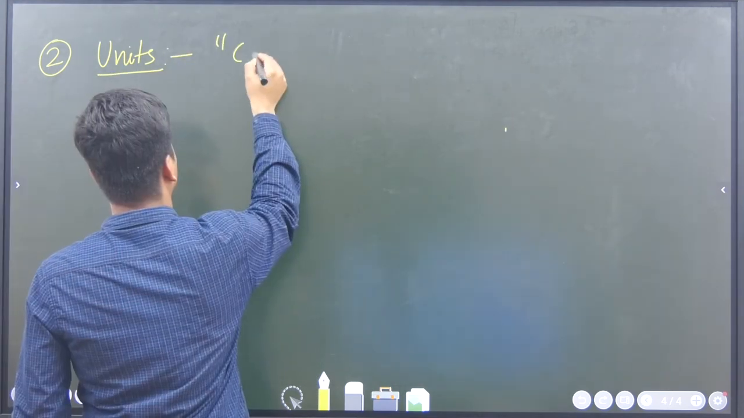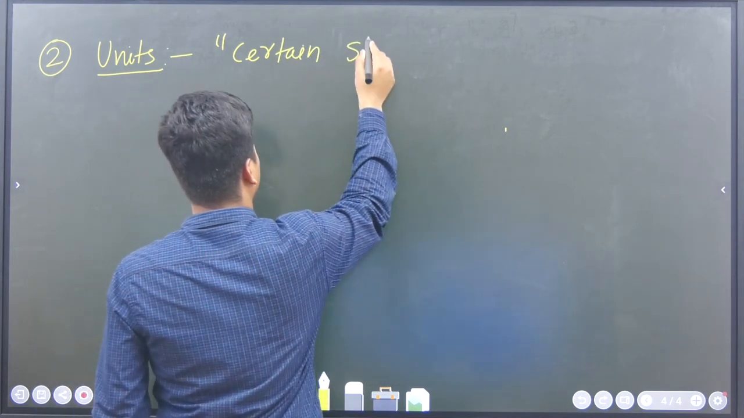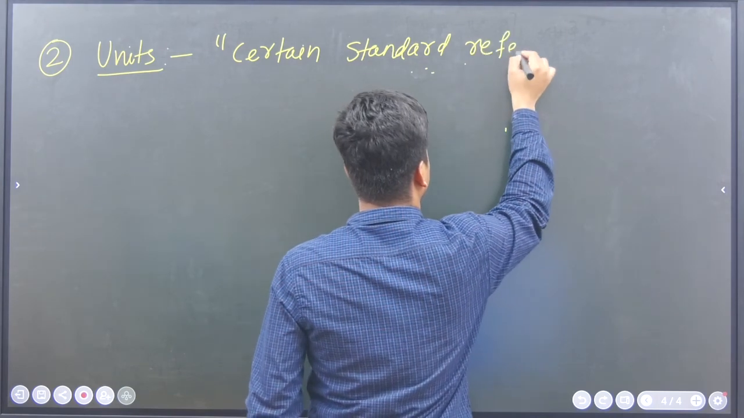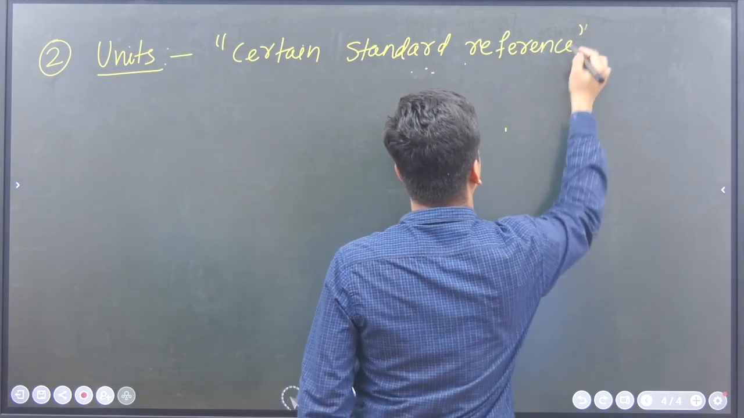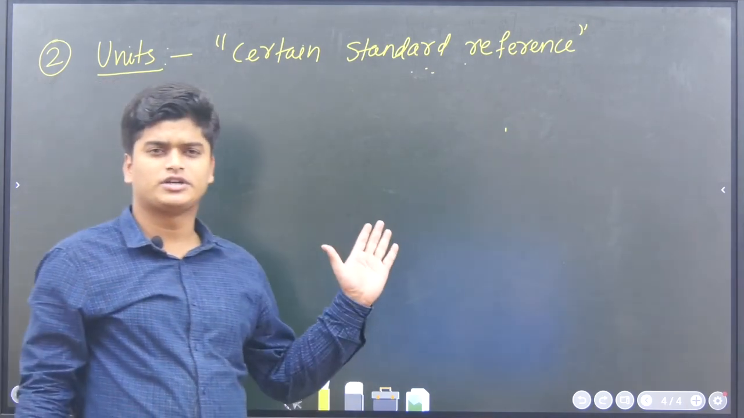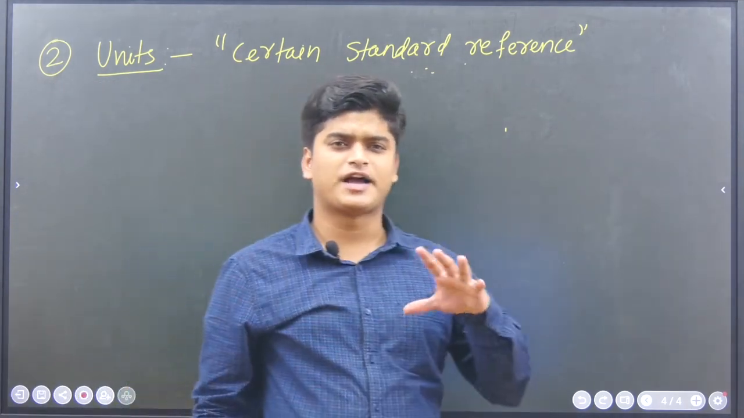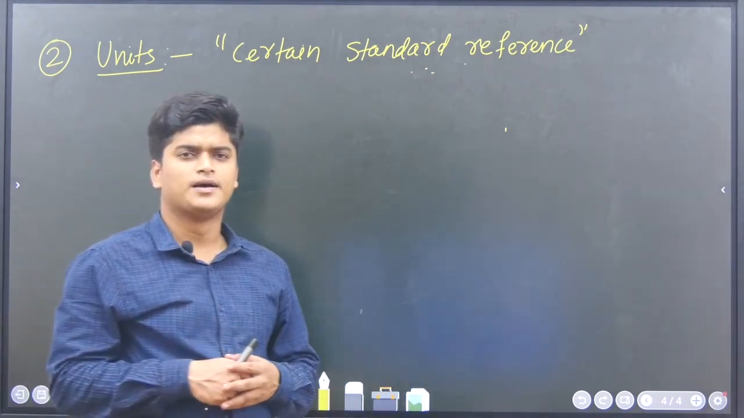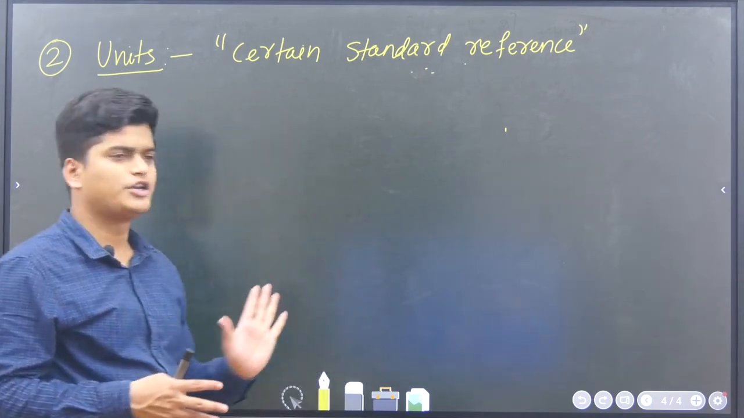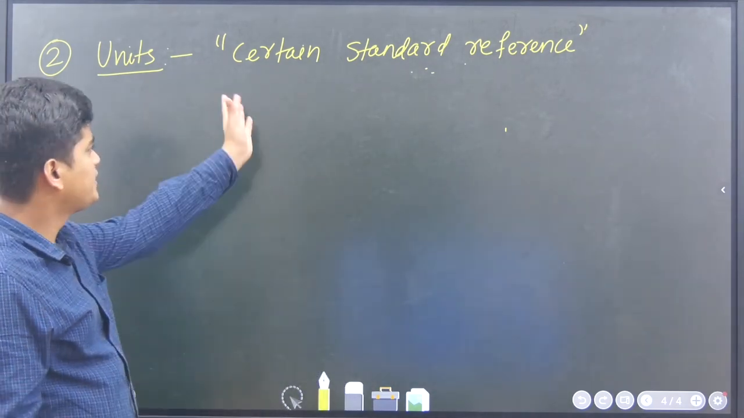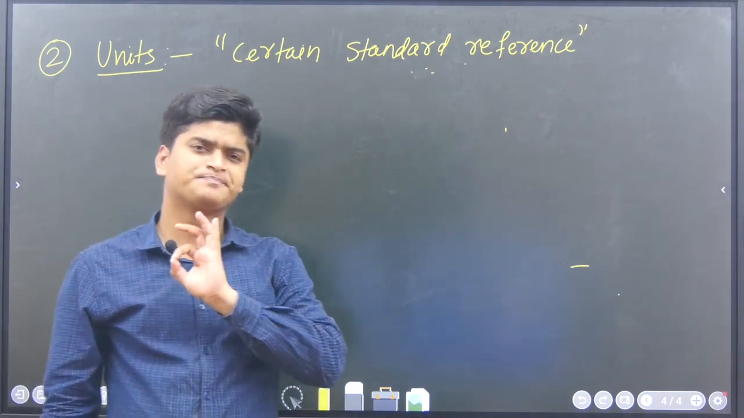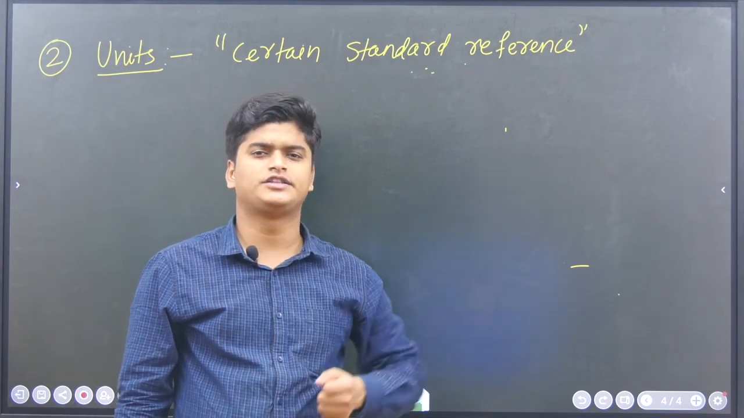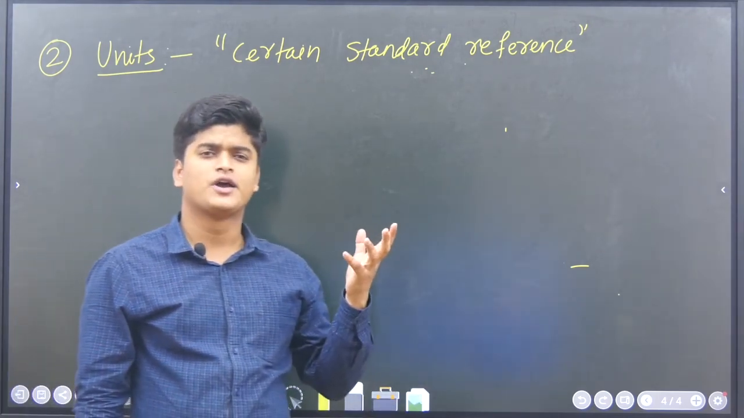So, what is a unit basically? A certain standard reference. Just now we explained actually. A unit is basically, suppose you are telling 5 kg or 5000 gram. It is basically the same thing, but when you change the unit, the numerical values change. And this certain standard reference is internationally accepted, so anywhere you tell it, people can understand the unit and the physical quantity you are talking about.